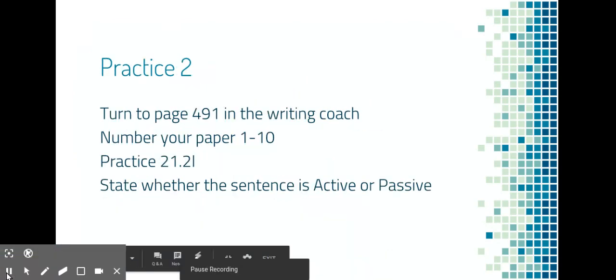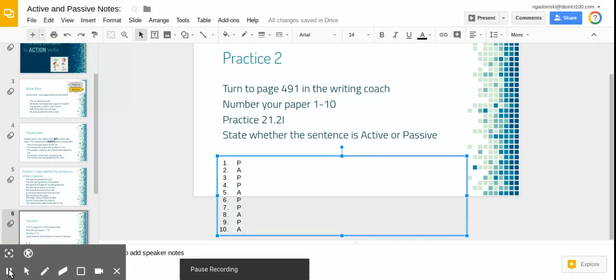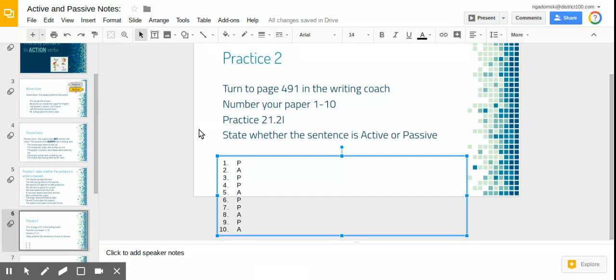All right, another practice is to go into the writing coach on page 491 and just look at 1 through 10 and state whether the sentence is active or passive. So pause this, and then when you push play, I'll have displayed the answers. All right, guys, so here are the answers to 491. If you want to just push pause and double check your work, you can see how you did.